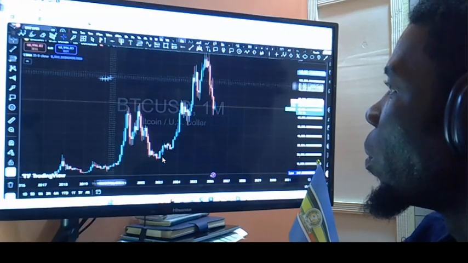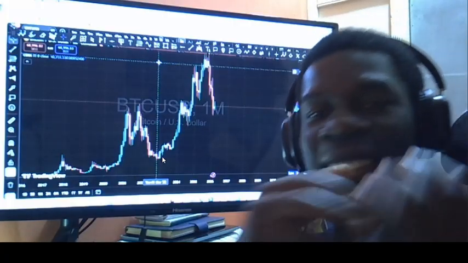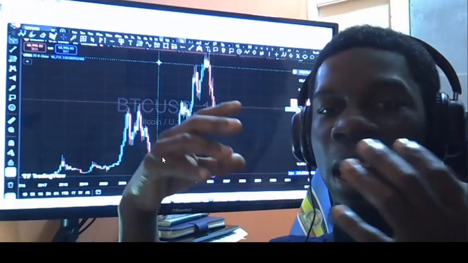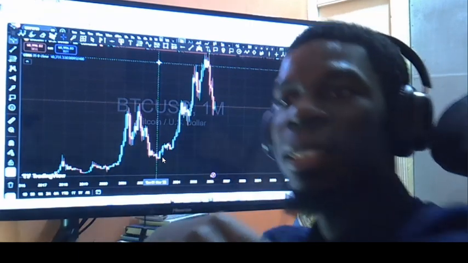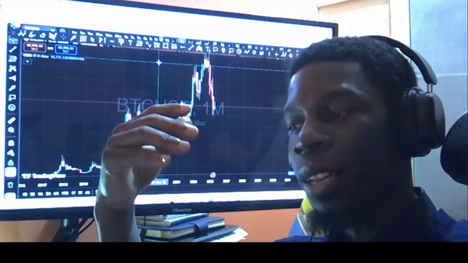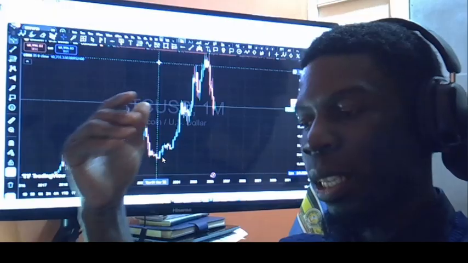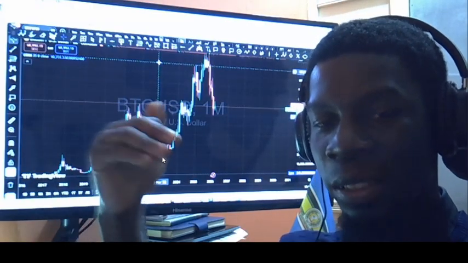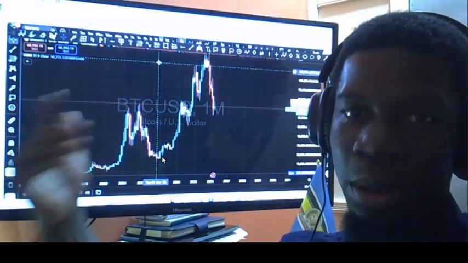Now, when we're backtesting, you must be backtesting something. We have a strategy, because you cannot have a working plan which doesn't have a strategy. A plan must have a strategy. You cannot plan for something you don't have a strategy about.